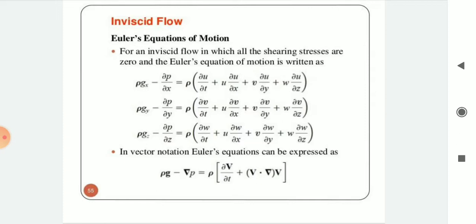In vector notation, Euler's equation can be expressed as rho g minus delta p equal to rho in bracket dv by dt plus in bracket v dot delta v bracket complete. This is Euler's equation of motion.